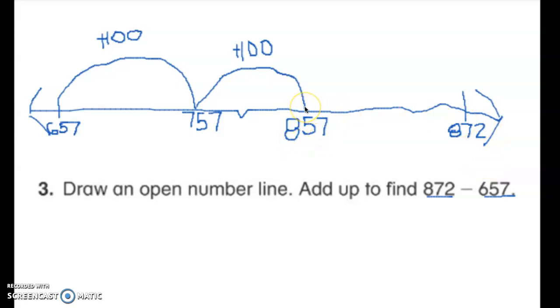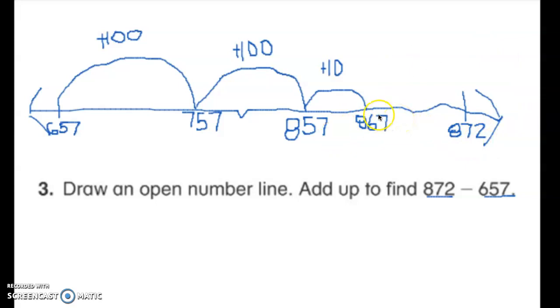857 plus 10 is 867. That does not take us over 872, so that's what we're going to do next, is add 10. 857 plus 10 is 867. Now if we do 867 plus 10, that's going to take us to 877, and that is over 872. So we're not going to add 10.